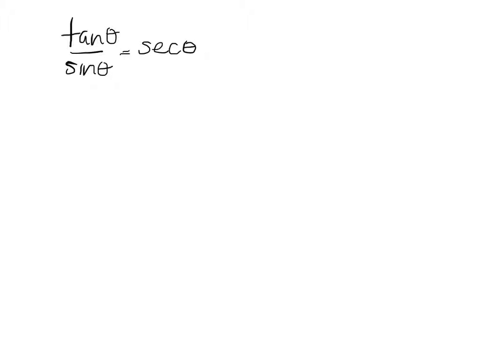Prove that one side equals the other side. So we'll start with our tangent theta over sine theta side. And this is one of those where you have to change things into sine and cosine. So I'm going to change tangent into sine over cosine.